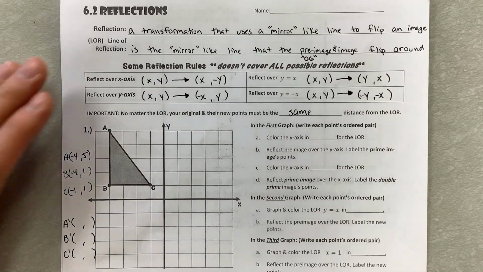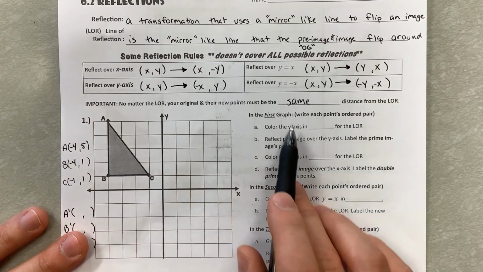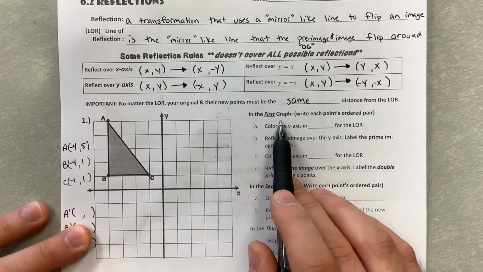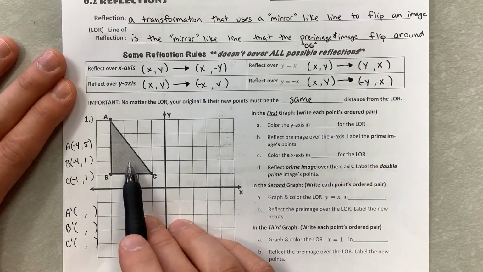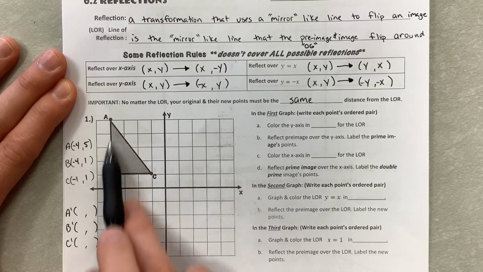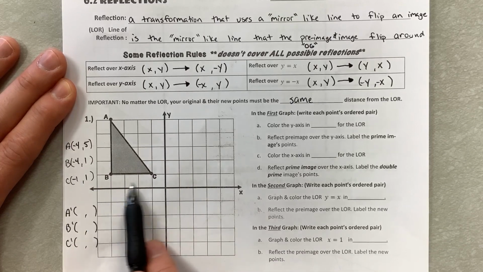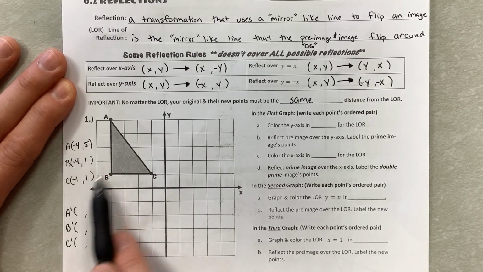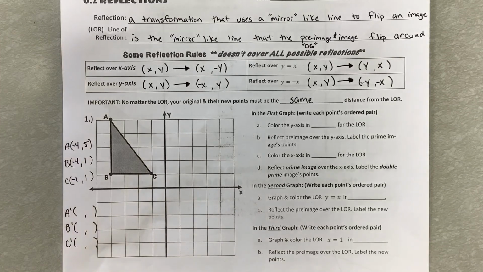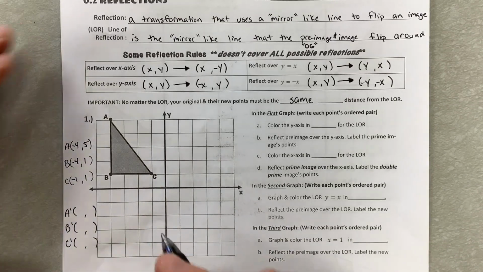So let's kind of jump right into this. For number one, we got some instructions right here. In the first graph, write each point's ordered pairs. I already did that. So really I graphed a triangle for us. A is negative 4, 5. B is negative 4, 1. And C is negative 1, 1. I already listed off my points. You guys will want to do this until you get better at it.